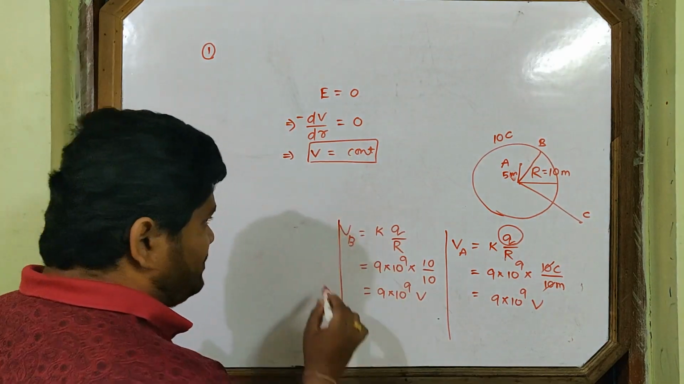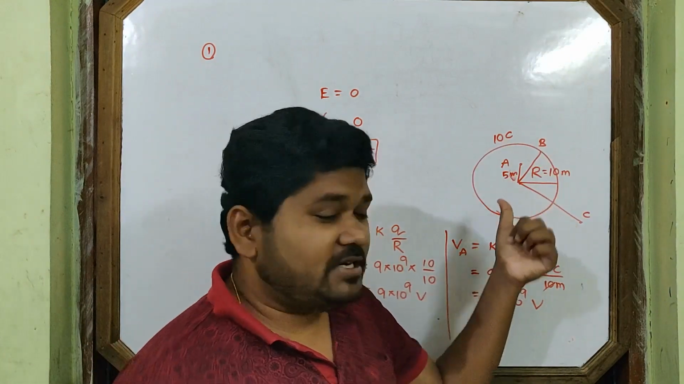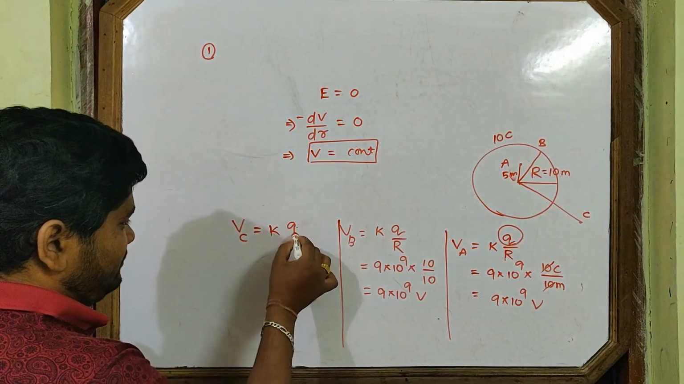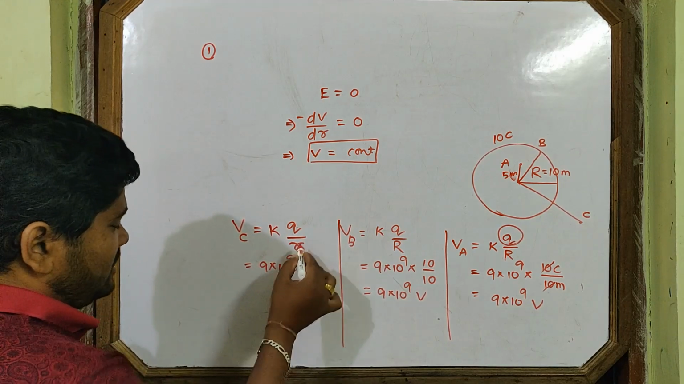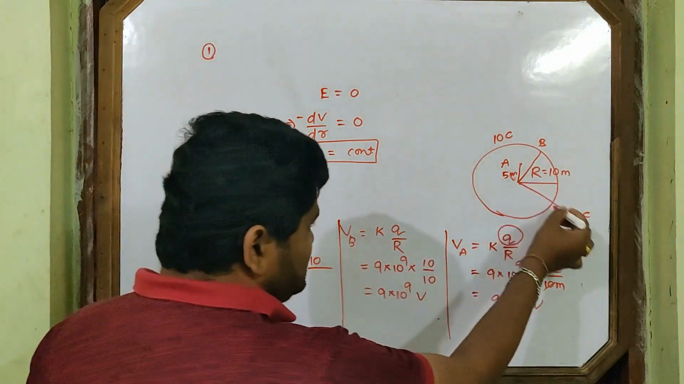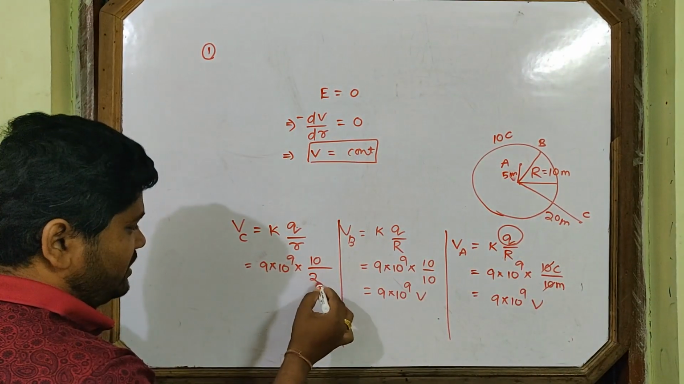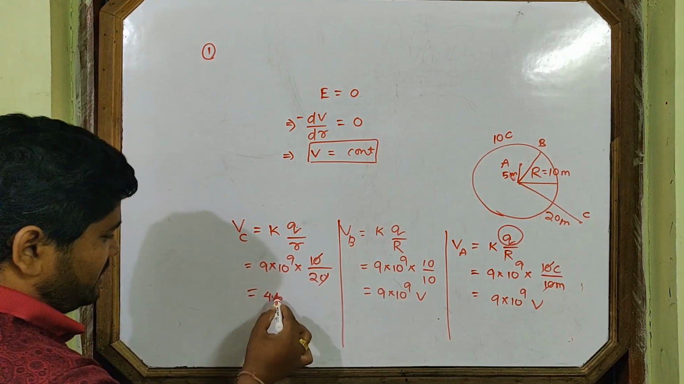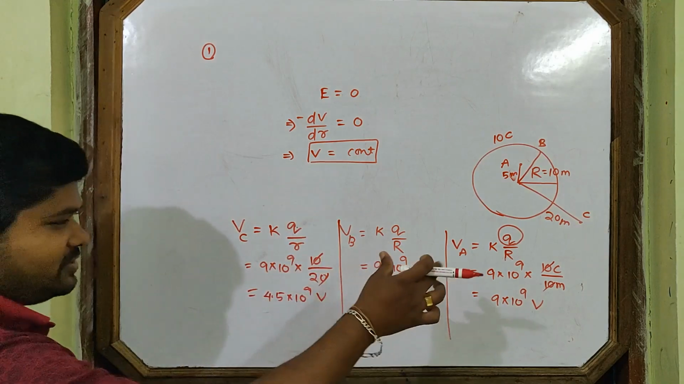Then, what about point C? For point C, you behave as if all the charges are present at the center, just like a point charge. KQ by R, you put 9 into 10 power 9, Q is 10. This distance is, suppose, given as 20 meter. You take 20. Then after cancelling, this is 4.5 into 10 power 9 volts at point C.